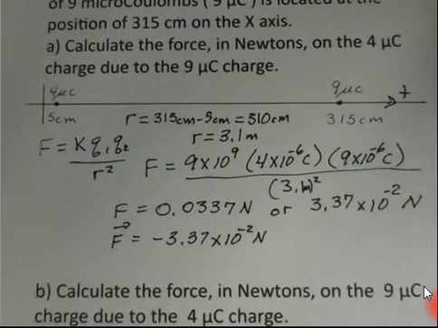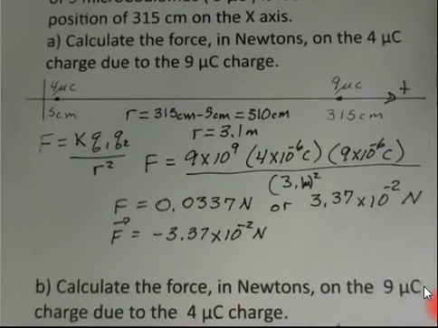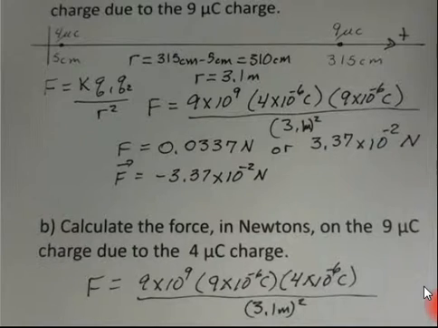Part B, calculate the force on the 9 microcoulomb charge due to the 4 microcoulomb charge. Give this a little thought. You might be tempted to just jump in and, well, we've got the constant, we've got the first charge, 9 times 10 to the minus 6, 4 times 10 to the minus 6, distance between them, 3.1 meters. Does this calculation look familiar?